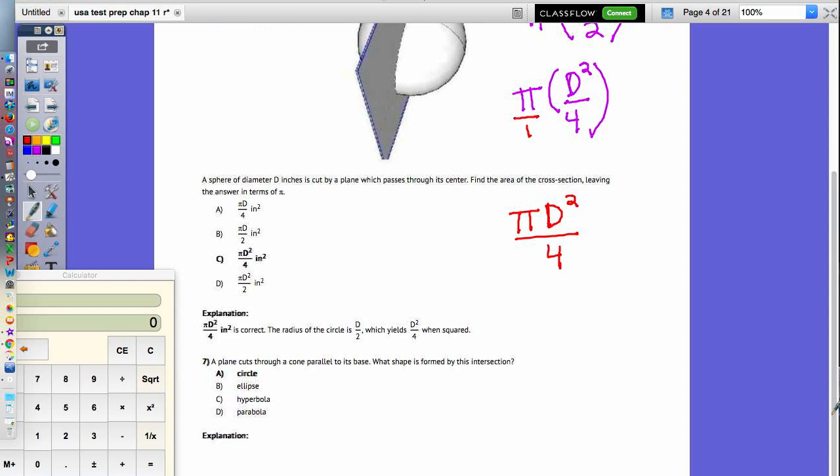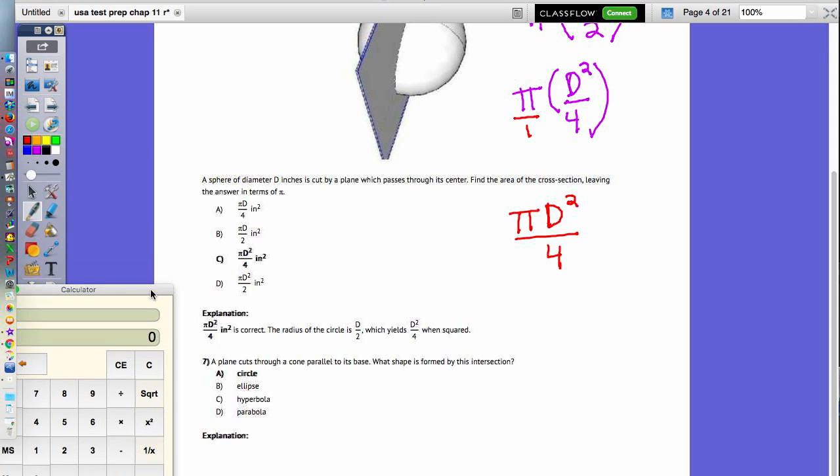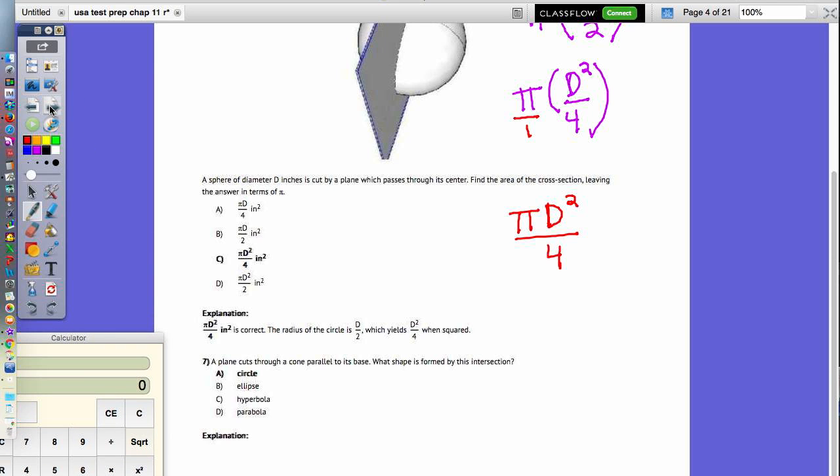Number 7, a plane cuts through a cone parallel to its base, which shape is formed by this intersection, as we said earlier. Any plane that cuts a three-dimensional shape parallel to its base, the cross section is going to be the same shape as its base.